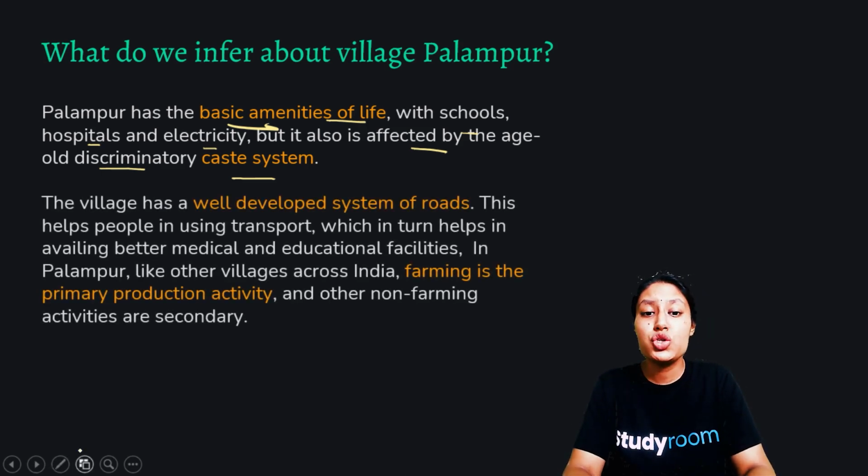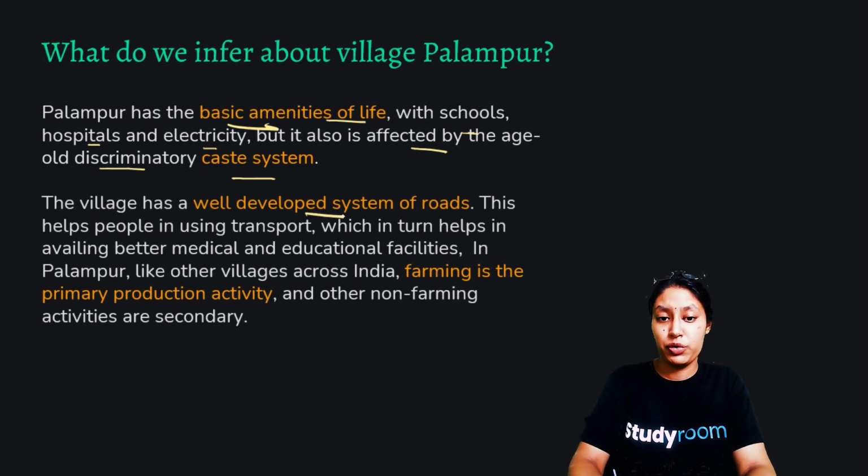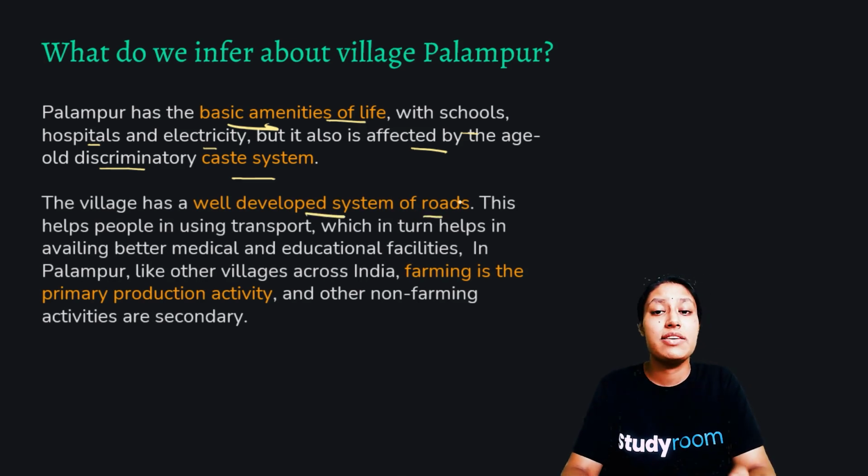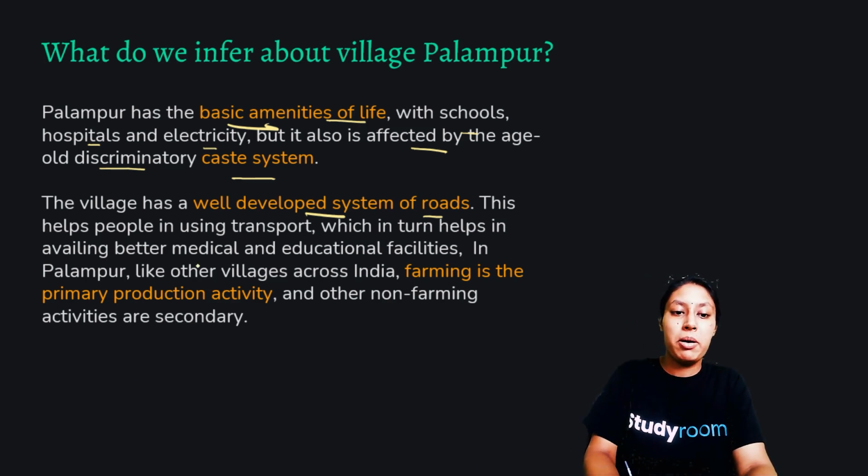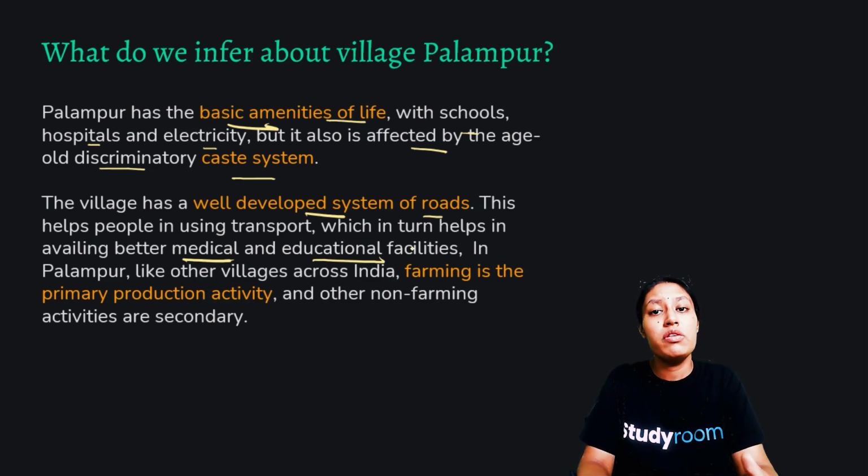The village also has a developed system of roads, as we have seen, which helps people use transport. And in return, people get better services, in terms of better medical supplies and educational facilities. It is not difficult for the kids of Palampur to go to school. It is very easy for them because the road facility is available.